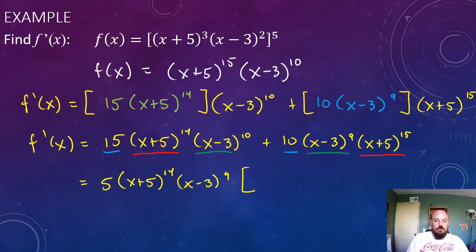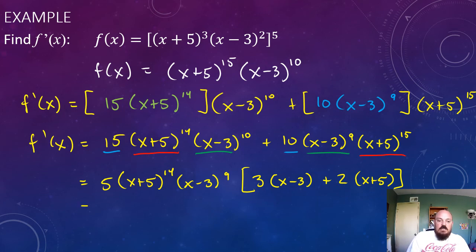So for my first term, the first three underlined in blue, red, and green there: 15 divided by 5 is 3. The x plus 5's all disappear. I started with 14, I factored out all 14. And then for the x minus 3, there's going to be 1 left. I started with 10 and I took 9 out. Okay, then on my second part, I did 10 divided by 5. That gives me a 2. I took all the x minus 3's out. There were 9. I took all of them. And this time there's 1 x plus 5 left, because there were 15 and I factored out 14 of them.